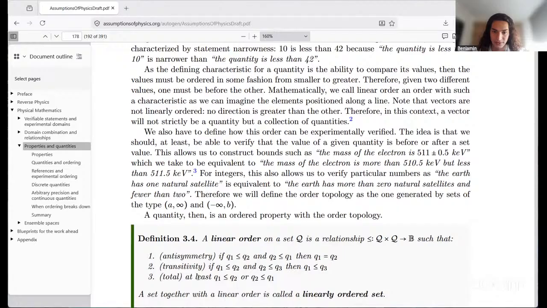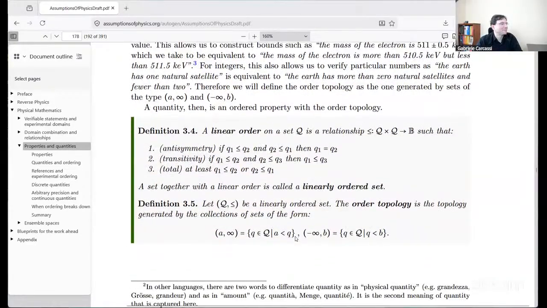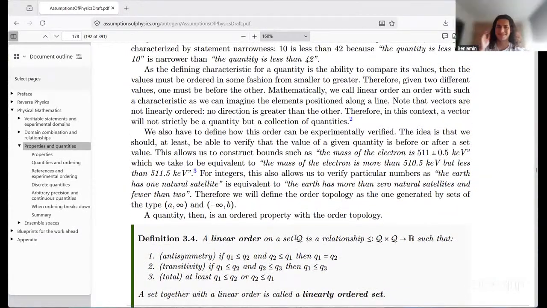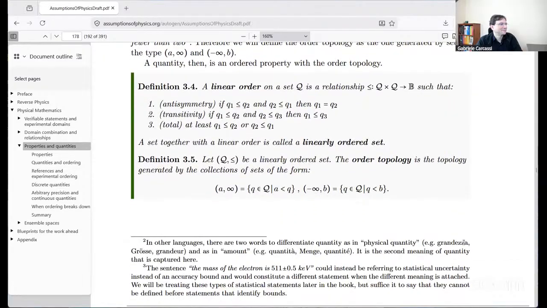This allows us. Oh, sorry, I skipped a line. That explains what that was. Yes, this allows us to construct bounds such as the mass of the electron is 511 plus or minus a half keV, which we take to be equivalent to this statement where we talk about it's more than this value but less than this other value. Yes, okay. Yeah. So yeah, sorry. I was like, why did this read weird?